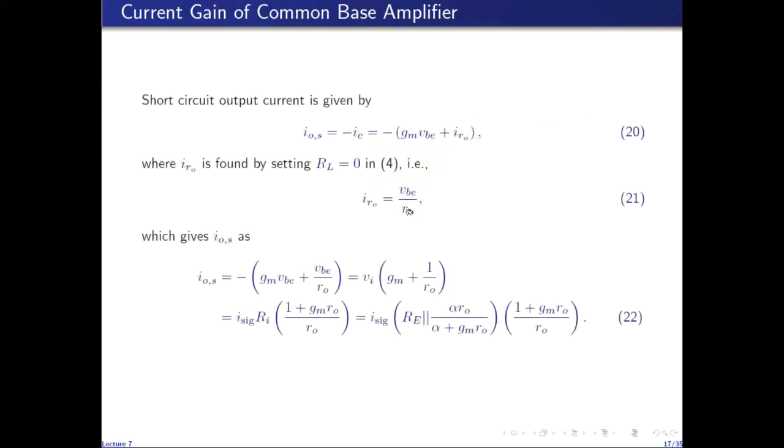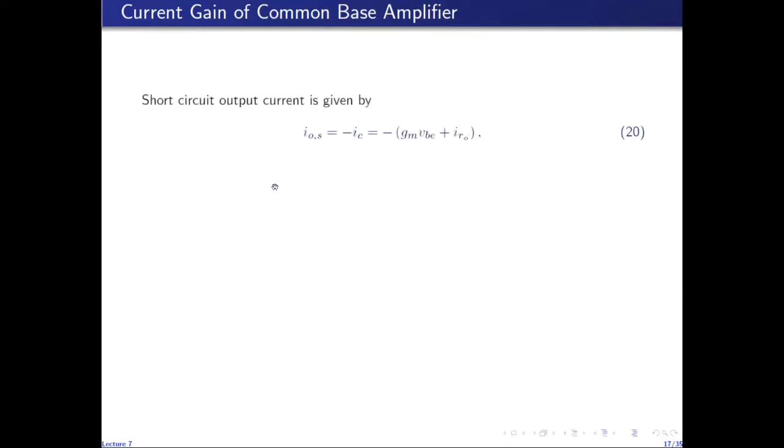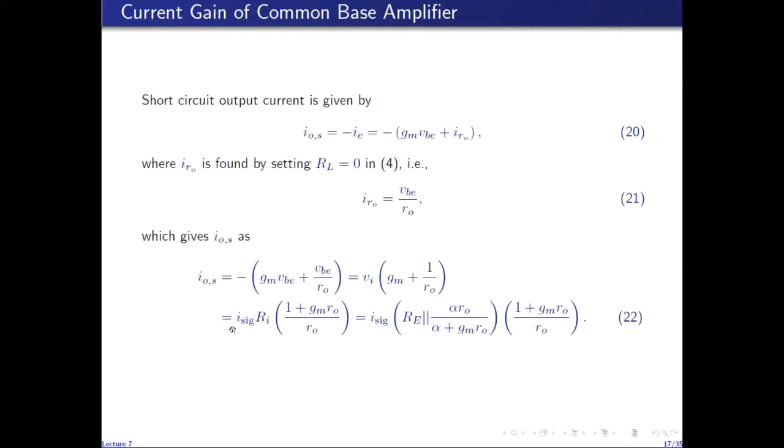So we put this expression here, and as before, we observed that minus VBE is equal to VI, and by definition, VI is equal to... Ri is the impedance seen looking into the input port, which is equal to Vi over I sig. So Vi is I sig times Ri, and we've already found Ri.